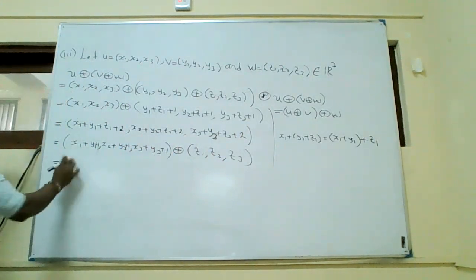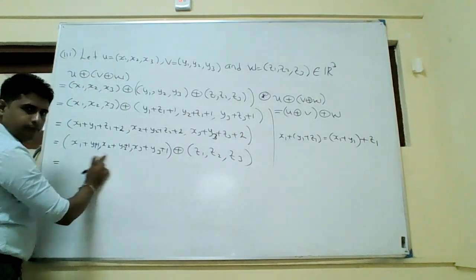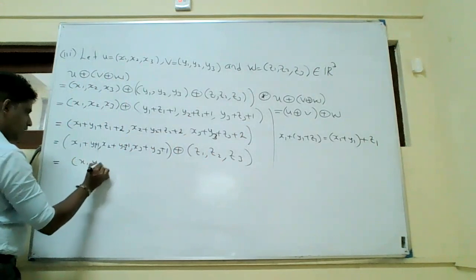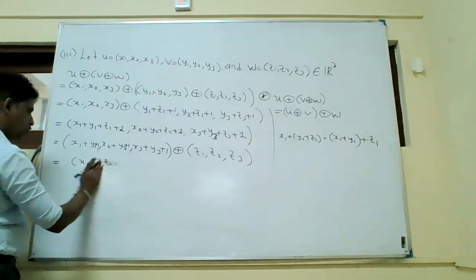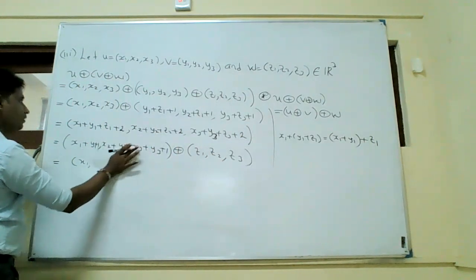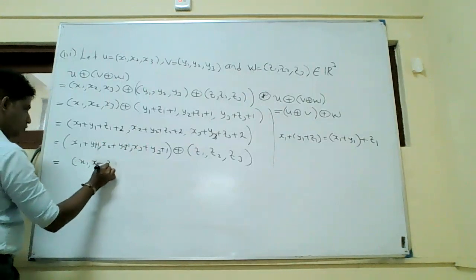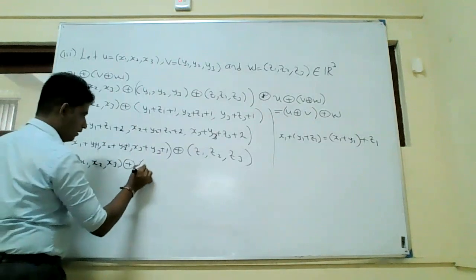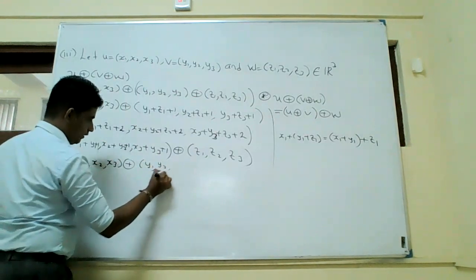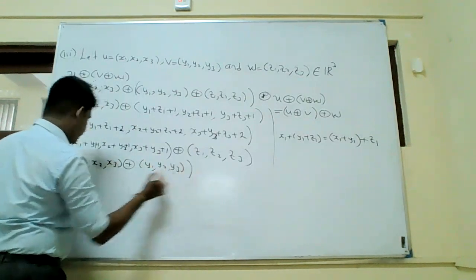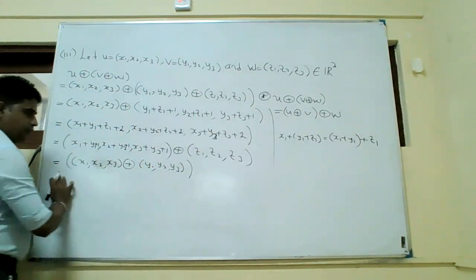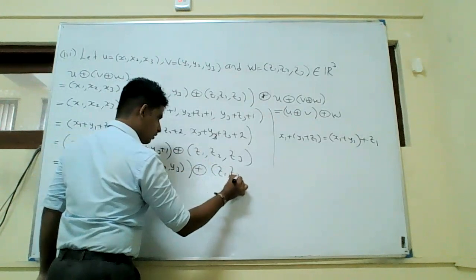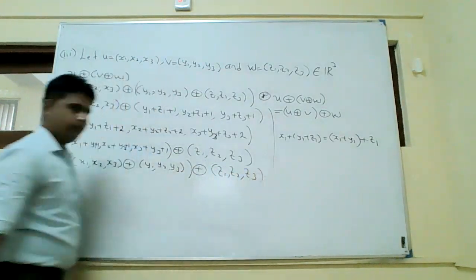All right. What is the meaning of this one? This one means x1, x2, and x3. It's a vector addition. y1, y2, y3. It's okay, right. Again, vector addition of z1, z2, z3.